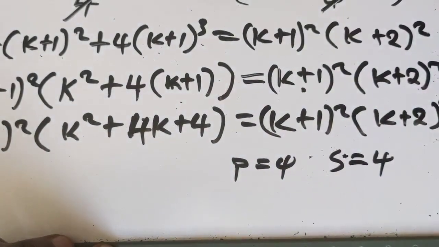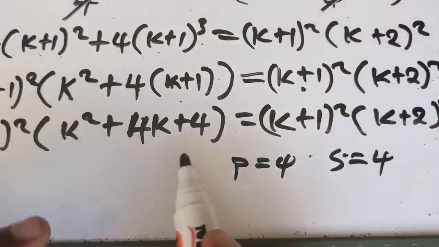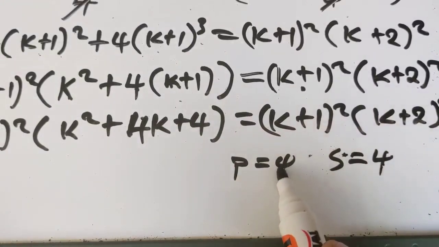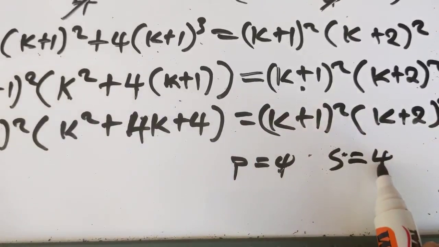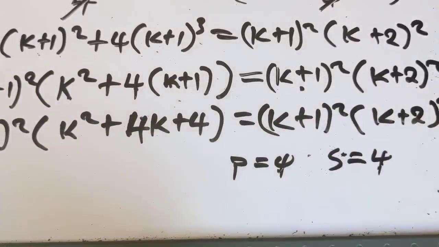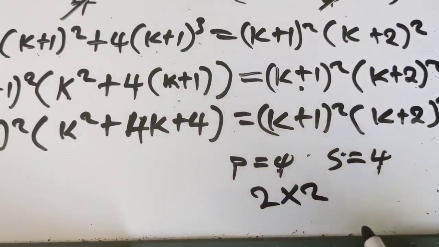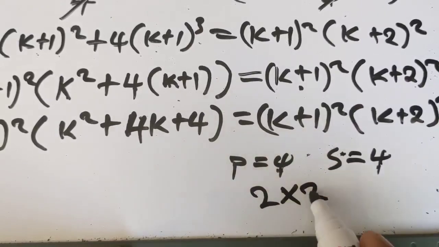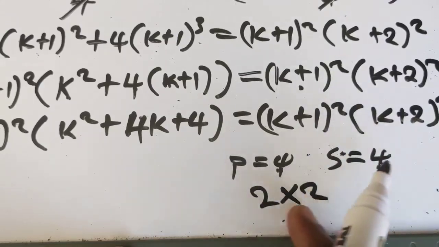So we need to find the factors. When you multiply the two factors, they should give you the product, which is 4. And when you add those two factors, they should give you the sum, which is 4. So what are those? You find that there is 2 times 2. Okay? So 2 times 2 will give you the product 4. And when you add 2 plus 2, it will give you the sum. So it means the two factors are these two.